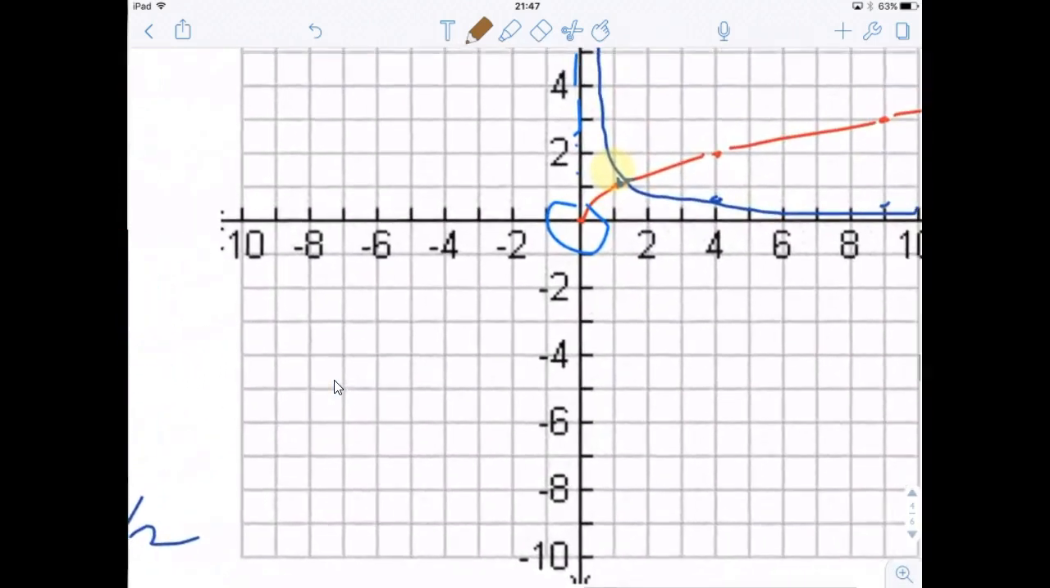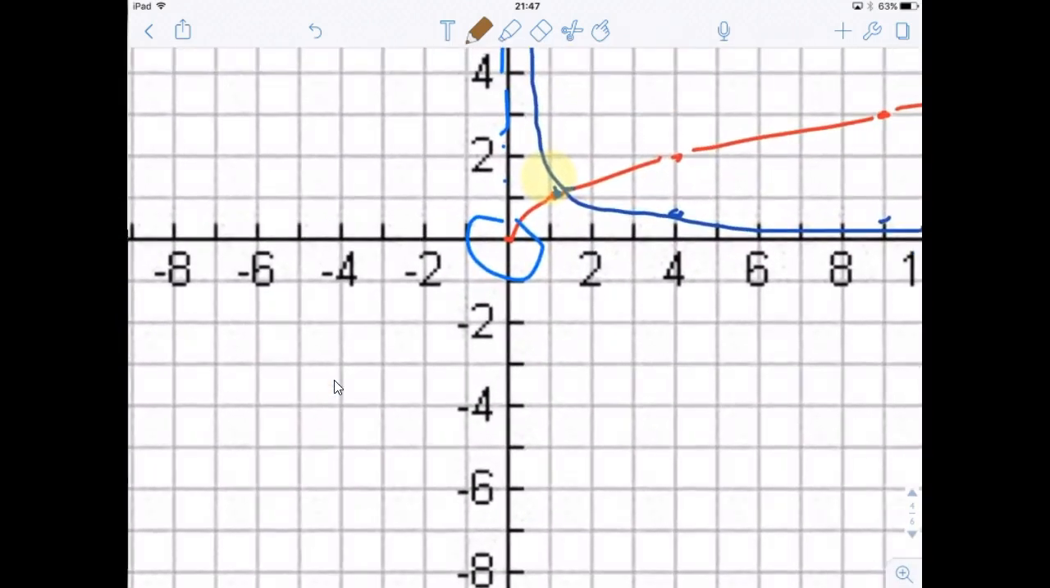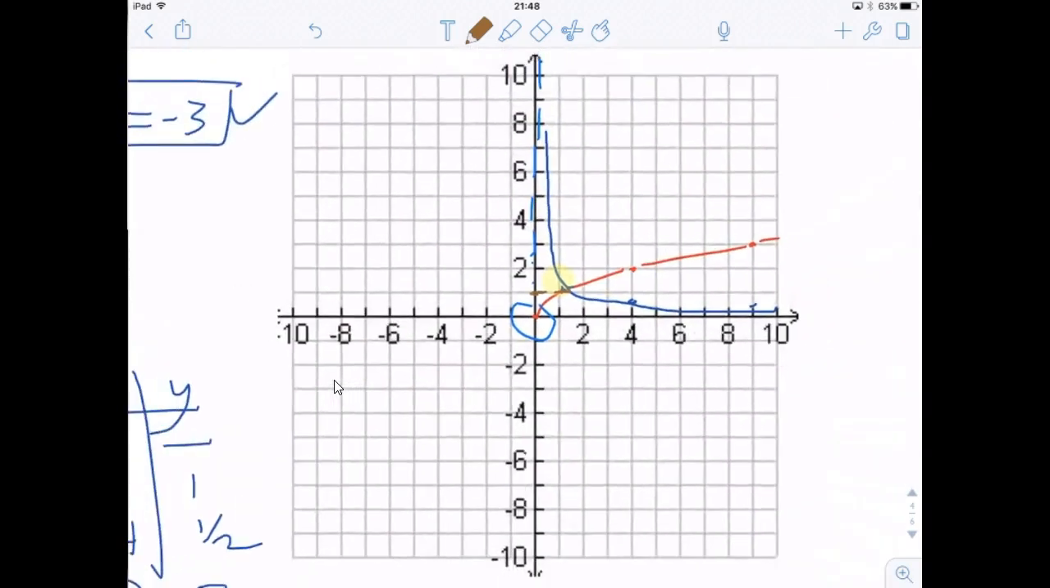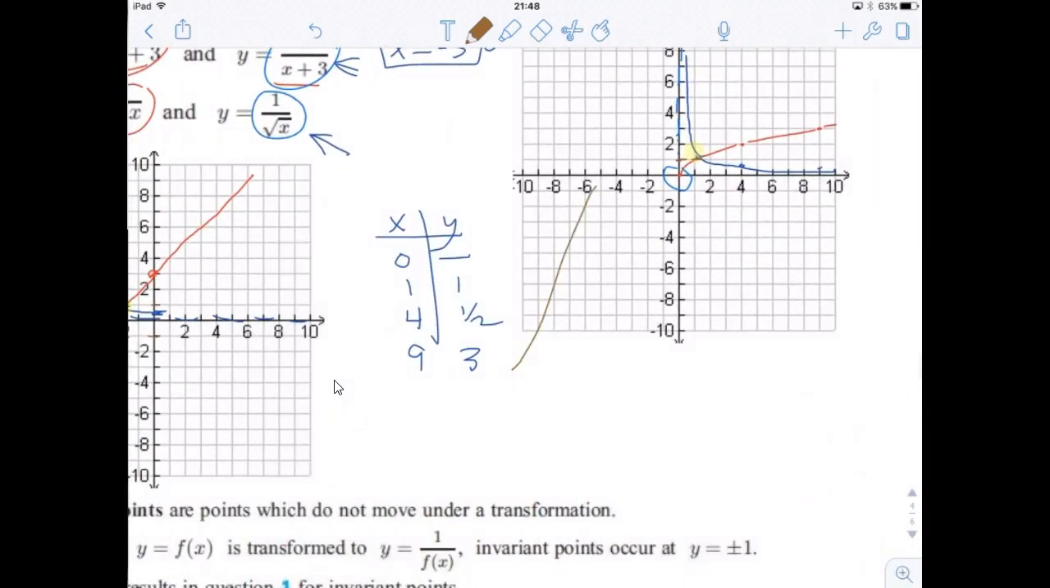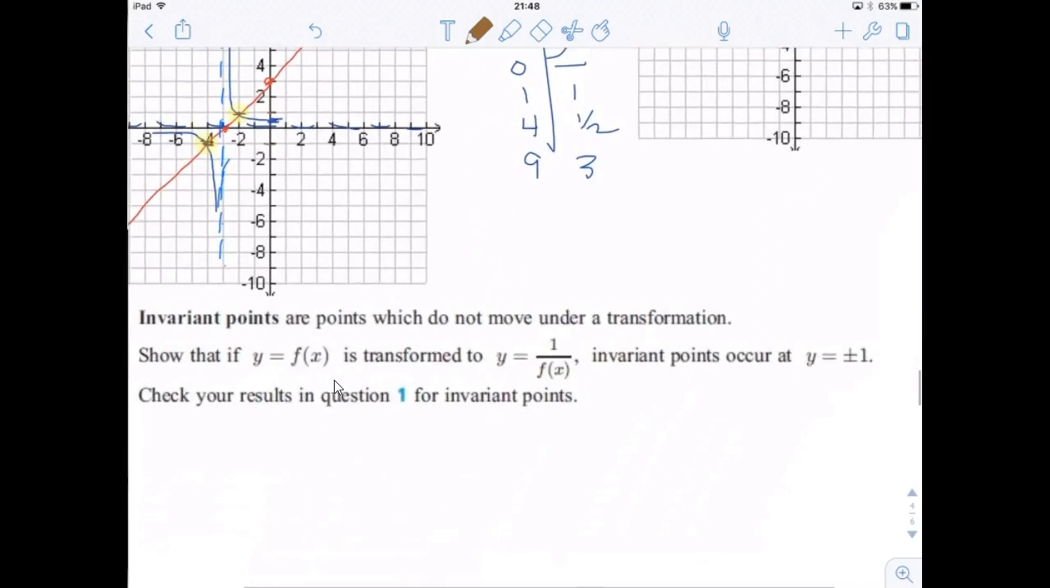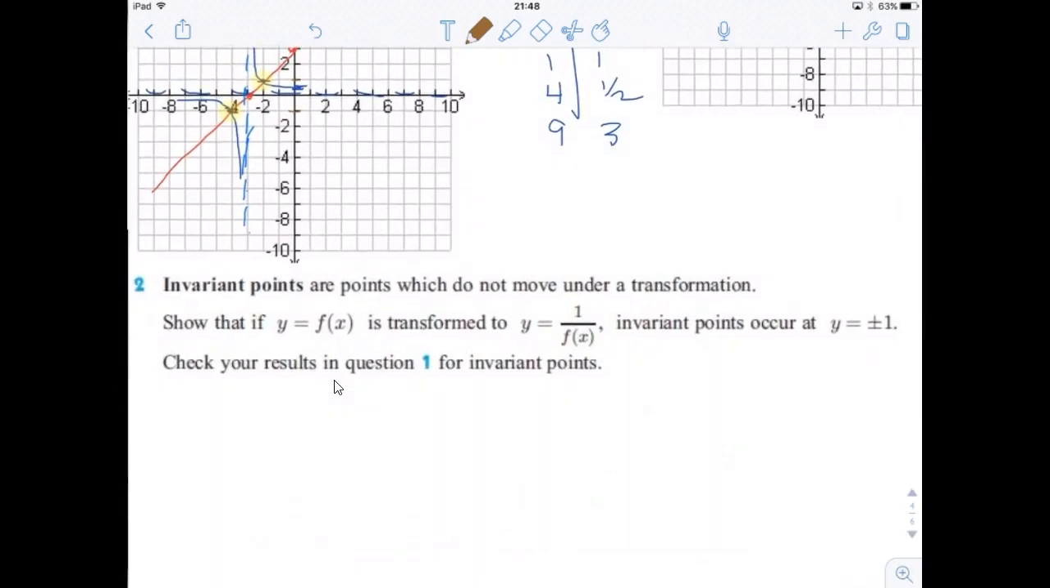Let's look at this one. In this case, there's only one invariant point, and it is indeed located at y equals plus 1. There is no invariant point at y equals negative 1 because this function only has one side. Okay, so let's go back. So actually what we did was we did that first, so that's true.